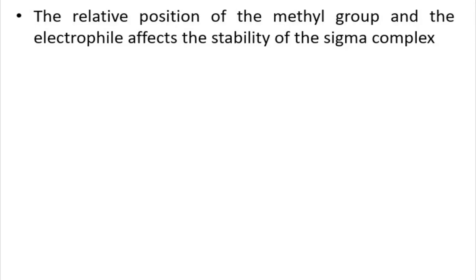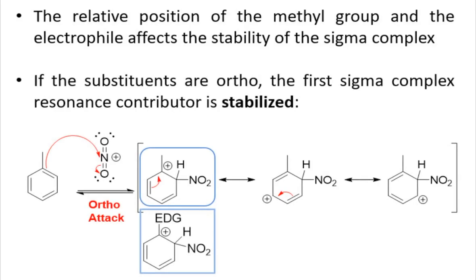So the main reason that we're seeing this is because the position of the methyl group really affects the stability of the sigma complex. So where our methyl group is compared to where the electrophile is going is going to affect the stability of that sigma complex intermediate that we go through. So here we have ortho attack. On the left side of the screen in this diagram, you can see that we're showing the formation of this new bond to the nitrogen.